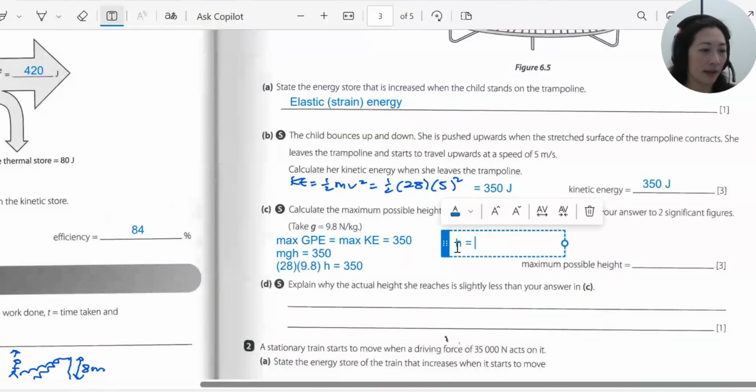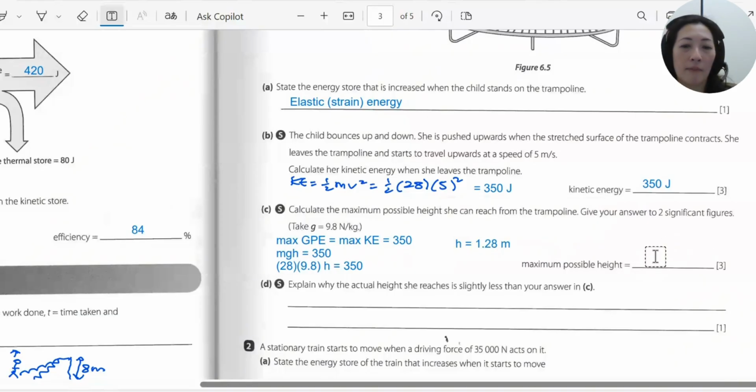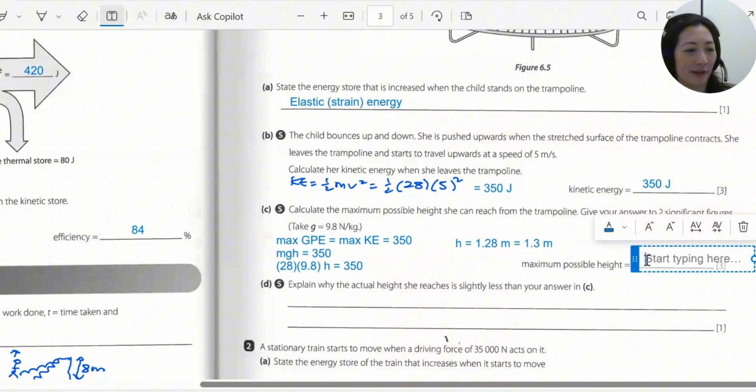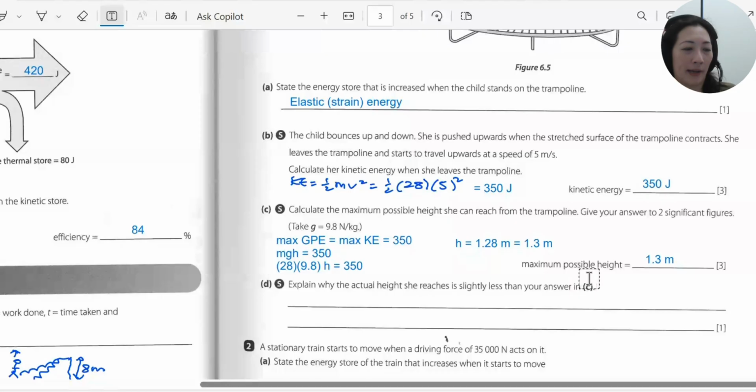Okay, so h equals 1.28 meters. The question already says, give your answer to two significant figures, which means you have to write this as 1.3 meters. So that's the answer you write in the final space provided.